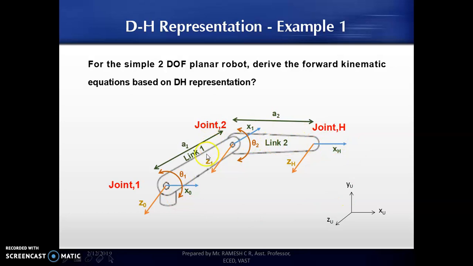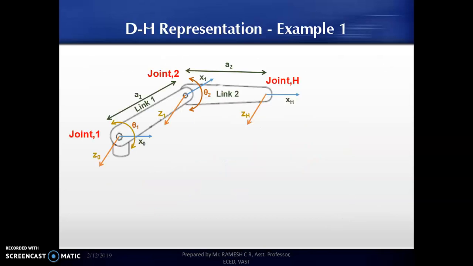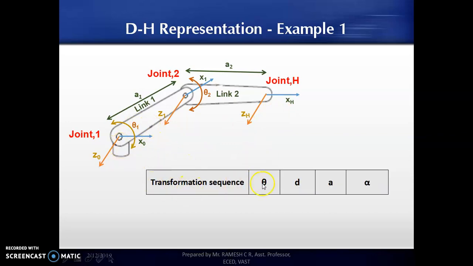So by this I have assigned the x and z axes for each of the joints in the given 2 degree of freedom planar robot. Now let's move on to the derivation, or filling, of the DH parameter table. Okay, so this is the figure which we have in our hand.